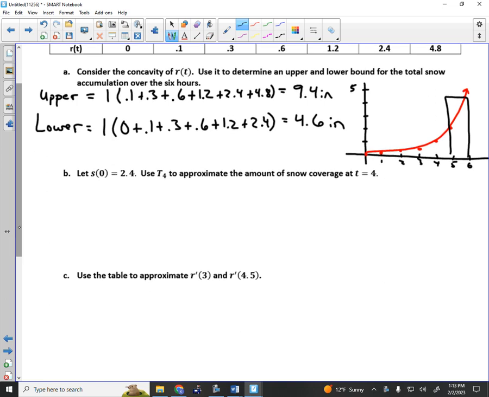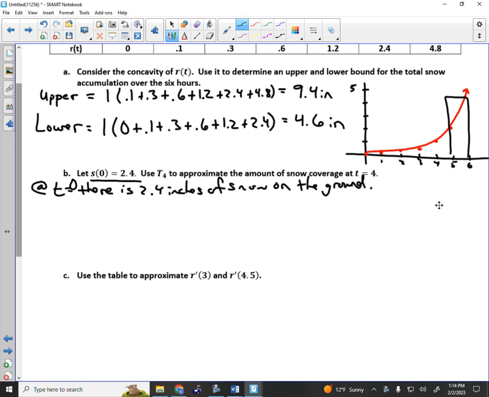Let's look at letter B. It says S of 0 is equal to 2.4. 20-second conversation with the peer next to you. See if you can figure out what the heck that means. Talk. Go. Awesome. 5, 4, 3, 2, 1. At time equals 0, there is what? There is 2.4 inches of snow on the ground. That's what that means. At time equals 0, there is 2.4 inches of snow on the ground.